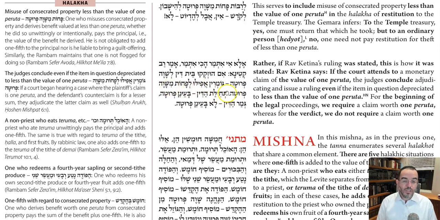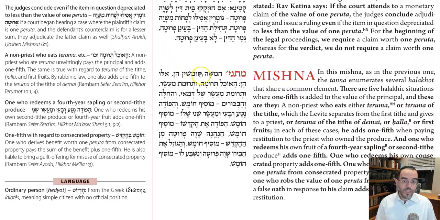They're adjudicating a cluster of grapes that was worth more than a piruta. The value of grapes went down, and now it's less than a piruta, so they complete the case. So that just means that the beginning of the case, when they start the case, has to be worth a piruta, but when they end the case, it doesn't necessarily have to be worth a piruta.